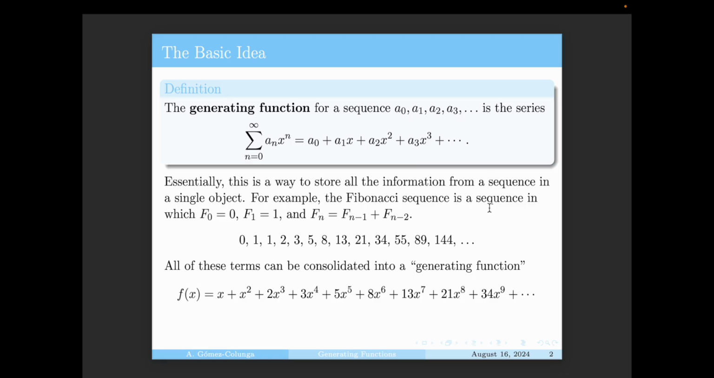All of these terms in this infinite sequence can be consolidated into a generating function. I just realized that you're going to be able to tell when I cut because I'm moving my mouse around, but that's the price that we have to pay in making a sort of low effort video for fun, which is what we're doing.